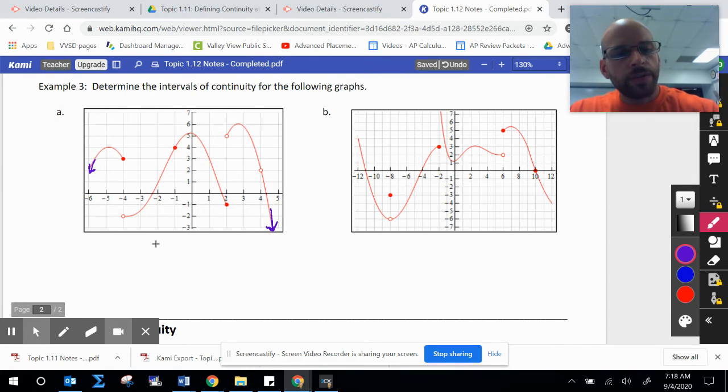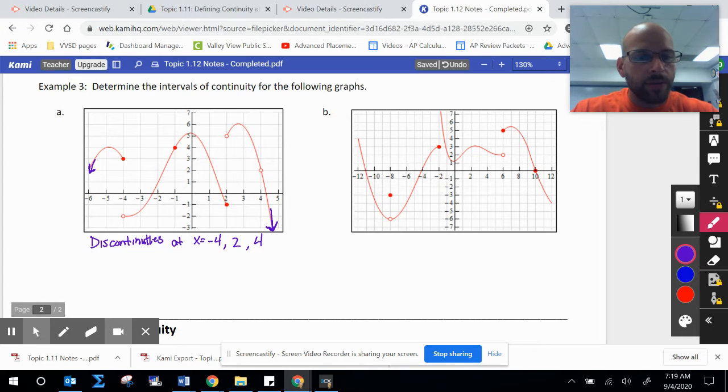All right. So this first piece, you can see that I have discontinuity. So I'm going to start at x equals, we know there's a discontinuity at -4. We know there's a discontinuity at 2, and there's a discontinuity at 4. So we have 2 jumps and a hole.